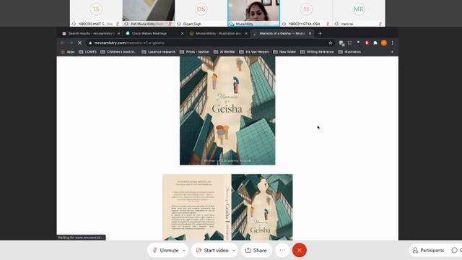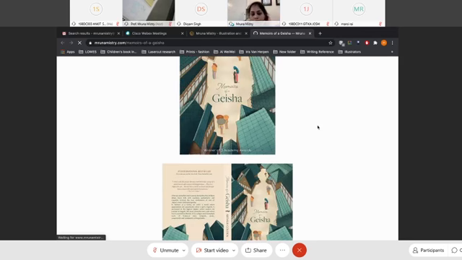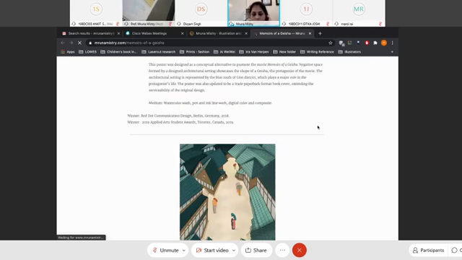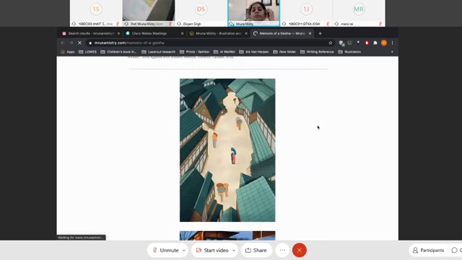Okay. So, what do you guys see here? Like, what do you see? That was the question. A lady in the negative space. Okay, exactly. So, has anyone seen the movie Memoirs of a Geisha or read the book?